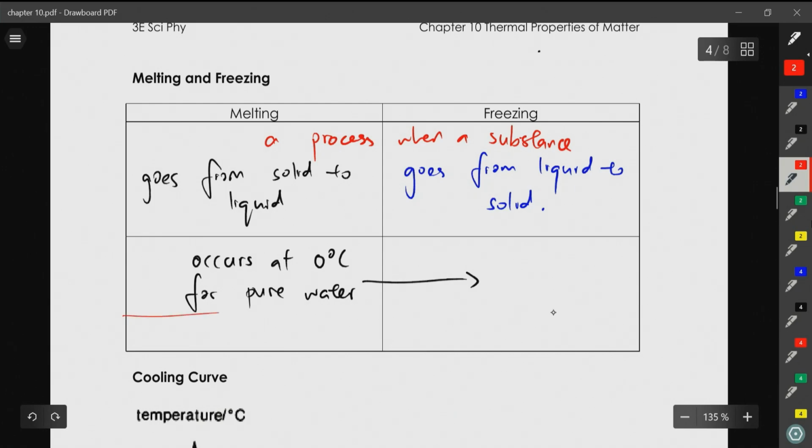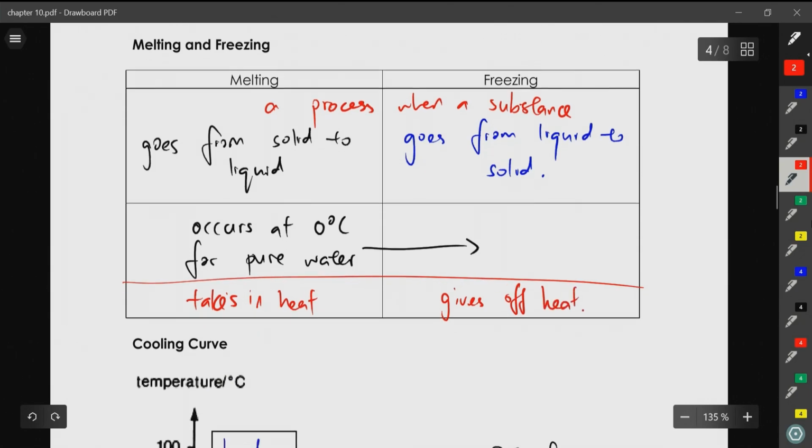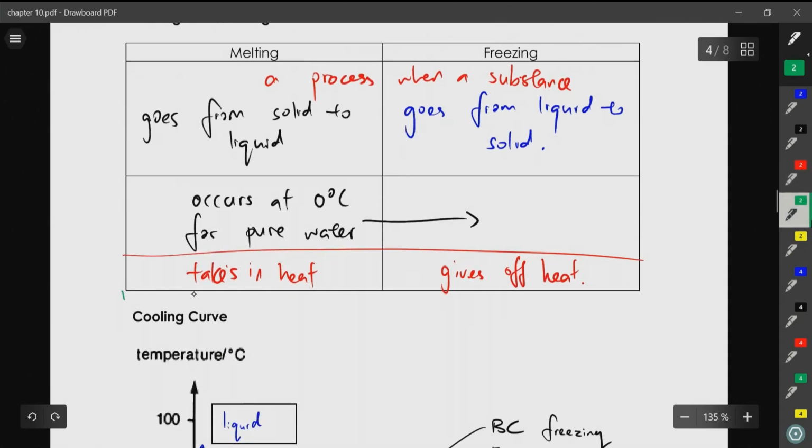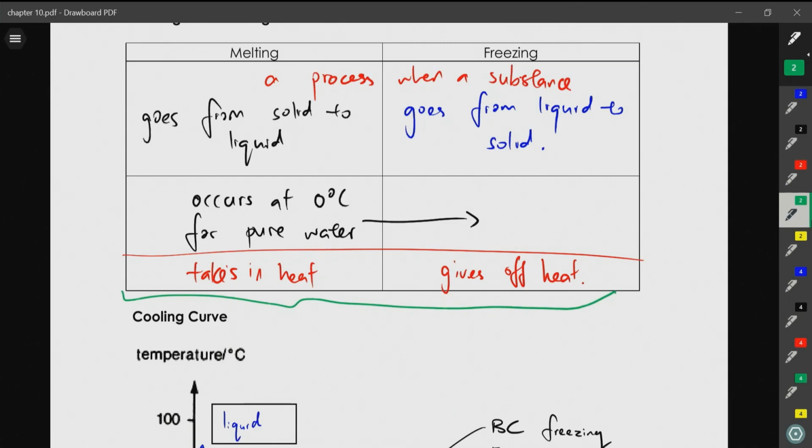Okay, and I think we can very safely assume that for melting it actually takes in heat, while for freezing it gives off heat. Now, just one thing to remind you all, in this process of taking in and giving off heat, the change in temperature is actually zero.